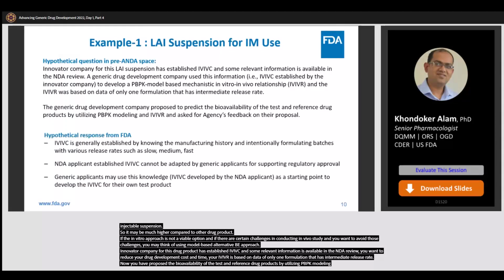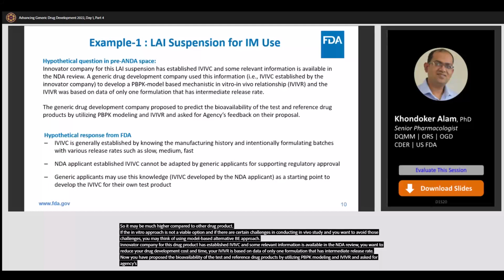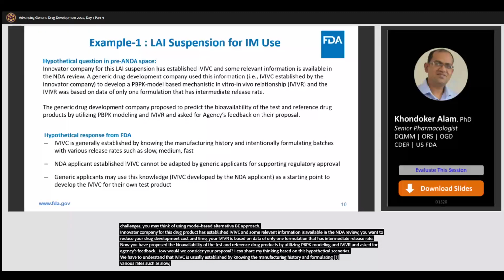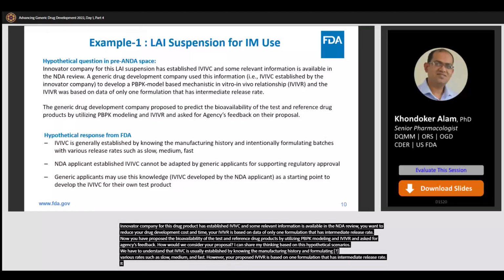Of course, we have to review your proposal first, but I can share my thinking based on these hypothetical scenarios. We have to understand that IVIVC is generally established by knowing the manufacturing history and intentionally formulating batches with various release rates such as slow, medium, and fast. However, your proposed IVIVR is based on one formulation that has intermediate release rate. An NDA applicant's established IVIVC really cannot be adapted by generic applicants for supporting regulatory approval. However, you can use this knowledge as a starting point to develop the IVIVC for your own test formulation.